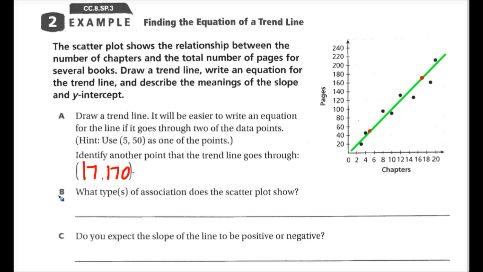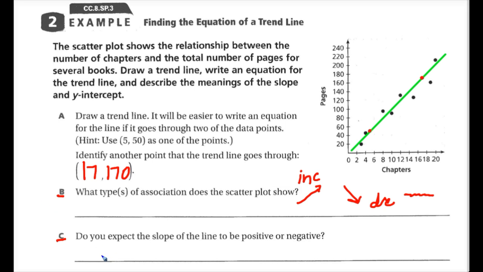Now B asks, what type of association does the scatter plot show? So from left to right on this plot, are the points scattered in an increasing association? Is there a decreasing association? Remember, if my line is going up from left to right, that's increasing. If I'm going down from left to right, that's decreasing. If it's kind of straight across, it's no association. So decide what kind of an association is happening.